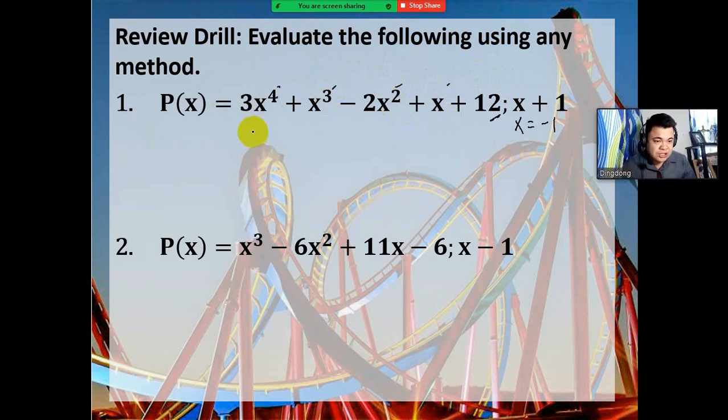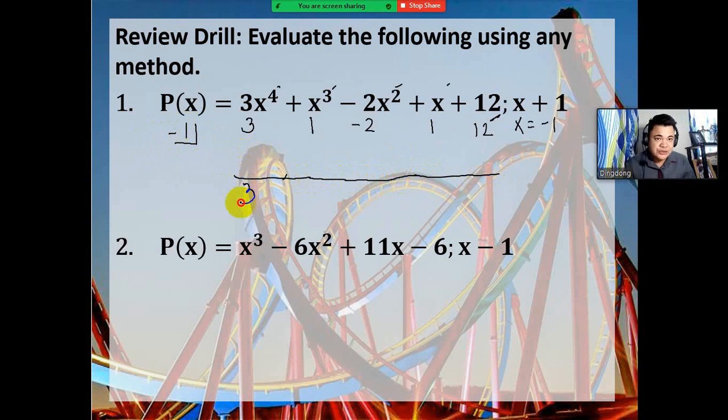Then the next thing is, if it is complete, we can now remove the coefficients. 3 here. Then here we have 1. We have negative 2, 1, and 12. Then the next thing is, we can now perform the synthetic substitution. Alright, so our divisor is negative 1. And then let's put an equal sign. The first thing is, you bring down 3. The first coefficient must be brought down. That's the initial step. And then 3 times negative 1. We are going to perform multiplication and addition until we reach the last coefficient.